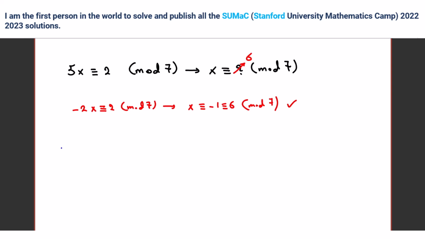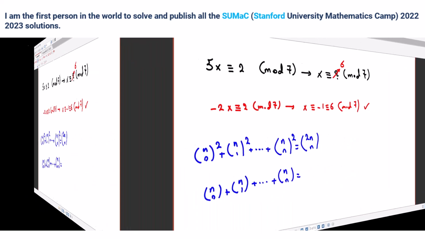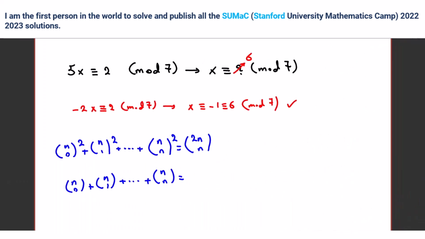Now let me ask you this one. Can you tell me n choose 0 squared plus n choose 1 squared plus up to n choose n squared is what? 2n choose n. Good job. And n choose 0 plus n choose 1 up to n choose n is what? This is 2 to the power of n. Exactly, 2 to the power of n.